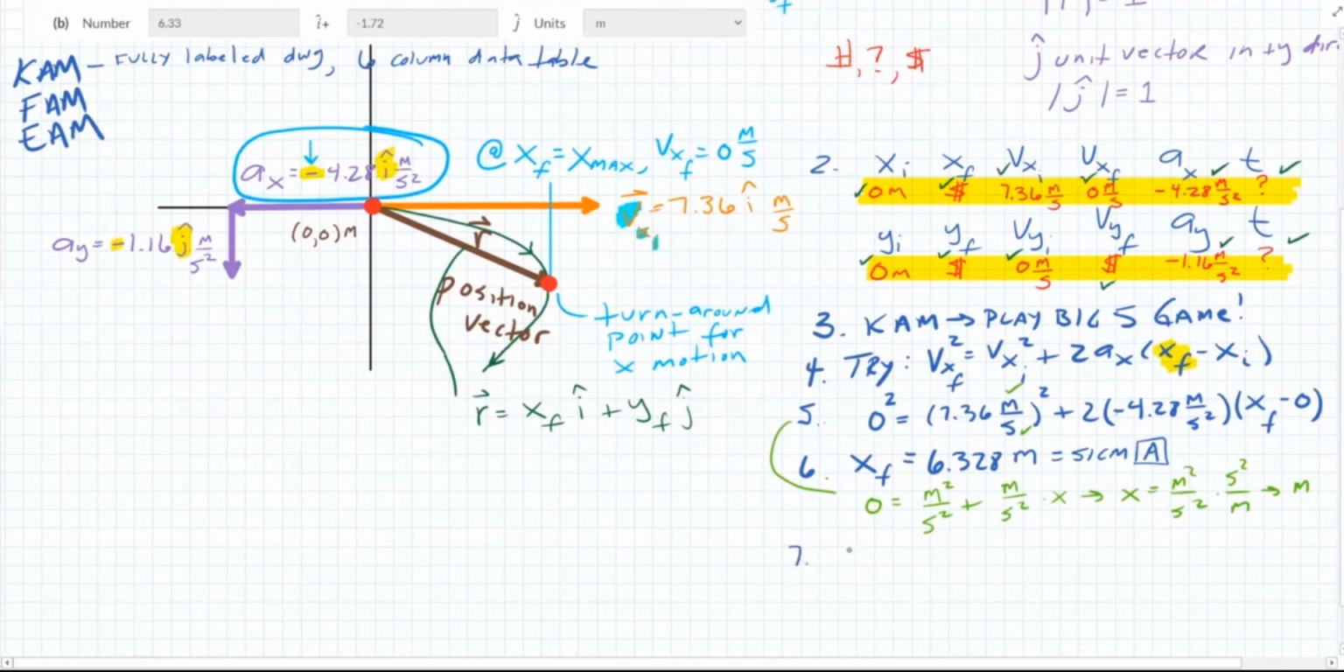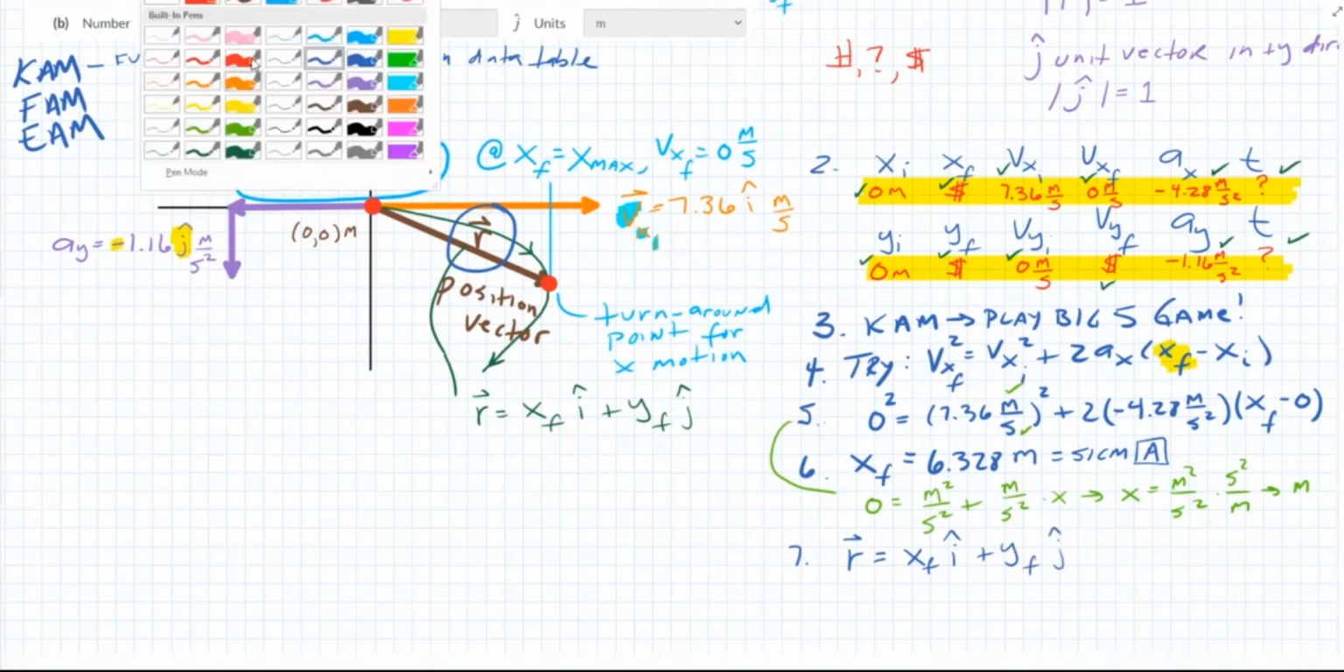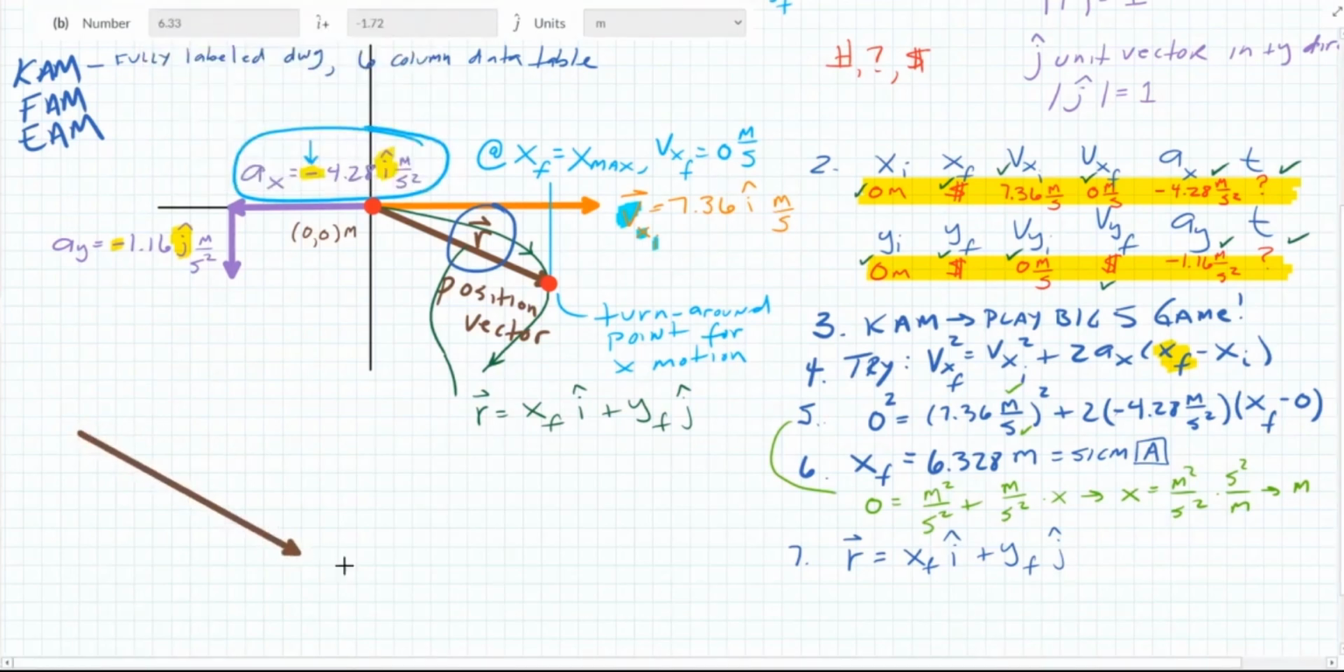Number 7. Here's the position vector. Visually, I've shown what our vector looks like. It equals, again, some X final times I hat plus some Y final times J hat. So I actually know this component of this vector. I'm going to erase this, well, I'm going to redraw it. Here's the position vector that I'm spending a lot of time talking about right here. I'm just going to redraw it here, just so it's easier to see. This is just a copy and paste of the position vector.